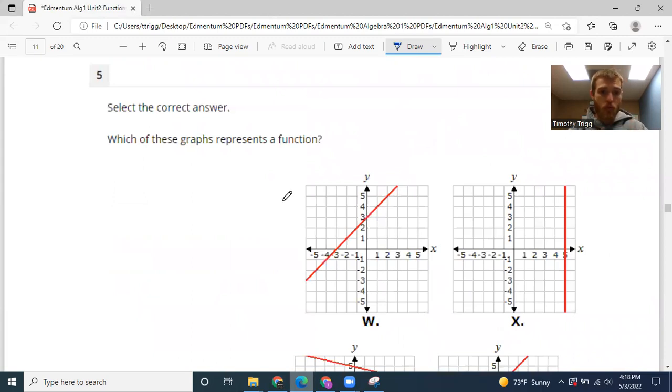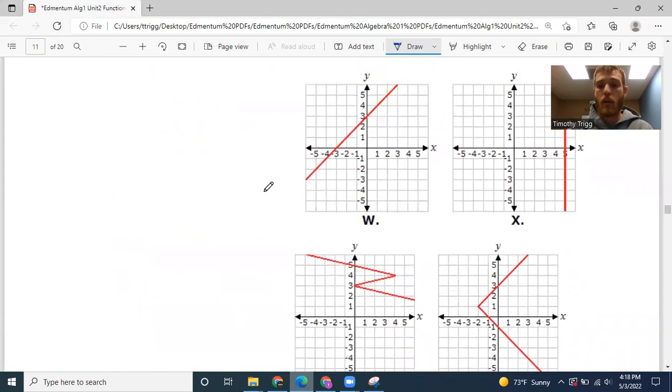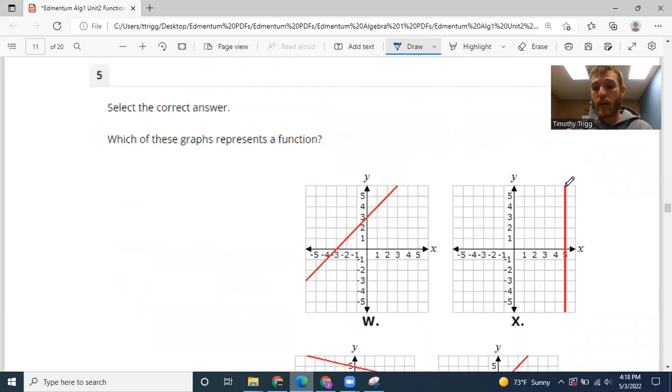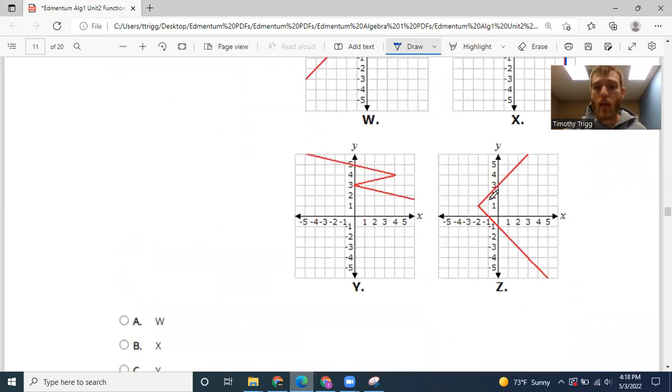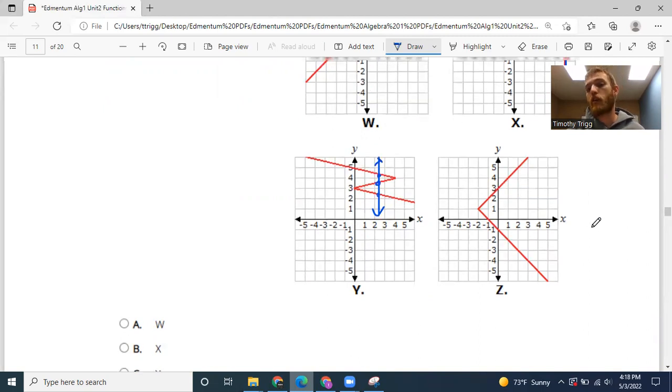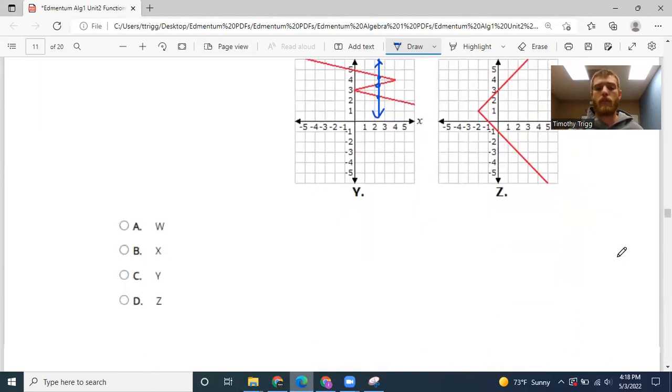Okay. Which of these graphs represents a function? I'll tell you right now, this one's not a function. A straight vertical line is not a function because if I draw a vertical line on top of it, I'm touching it more than once, right? So that's not a function. This one is also not a function because when I draw a vertical line, it's touching multiple times. So figure out which of these are a function.